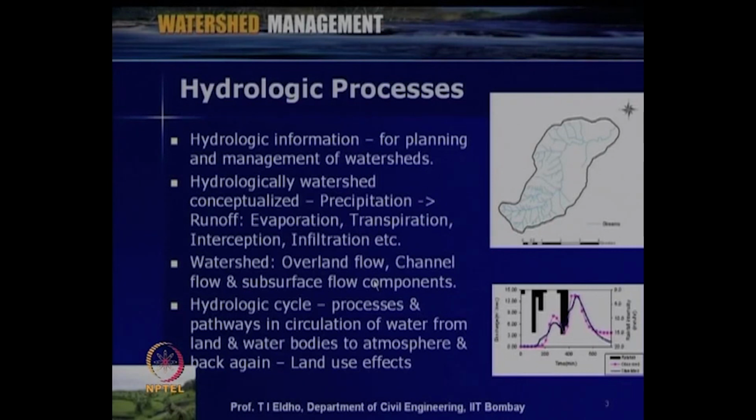As we discussed earlier, all these processes are, one way or another, part of the hydrologic cycle. The hydrologic cycle consists of the processes and pathways in the circulation of water from land and water bodies to the atmosphere and back again. This is what happens within the various hydrological processes. The cycle starts with the rainfall, then various other processes, so that there is a circulation of water within the earth, the atmosphere and the hydrosphere. Of course, land use has a considerable effect on the various processes. What can take place within the watershed depends upon the land use and the topographical conditions.